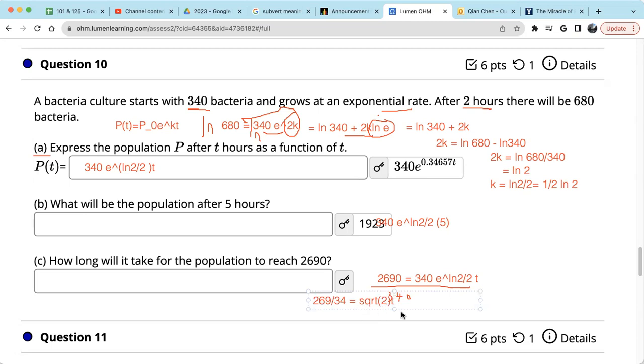Then we divide by square root of 2 on both sides, and we get t. If you use a calculator, t is about 6 hours. We need to round this number: 5.96, so we round it to 6 hours.